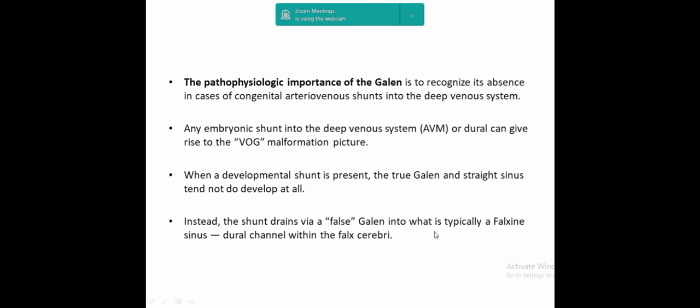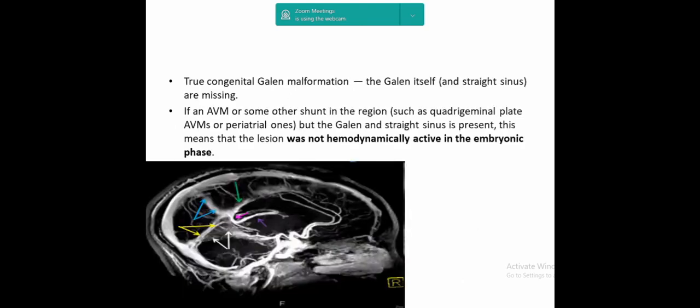In the sense, the true variation of the vein of Galen is nothing but the absence of the Galen, which has happened during the developmental stage itself. If the vein of Galen is seen along with the AV malformations, then it depicts that this damage or malformation has not happened during the congenital stage. So in the true congenital Galen malformation, the Galen itself and the straight sinus will be missing.